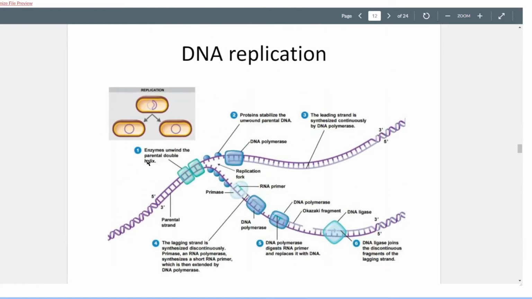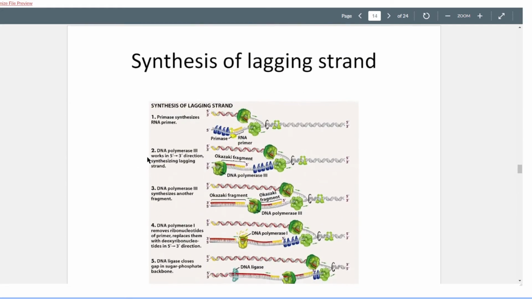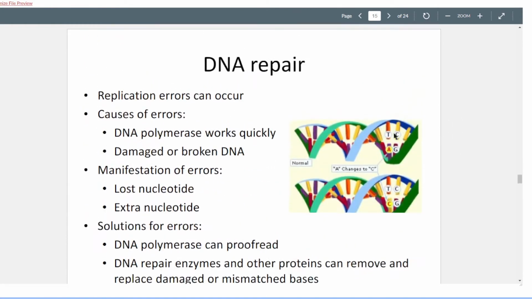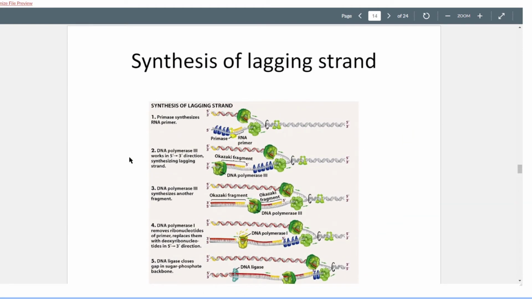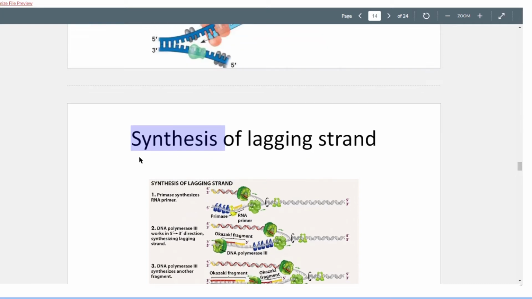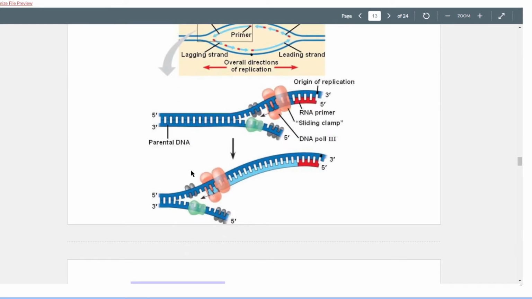Hold on. No, I think it did say, right here. 5 to 3. It is a 5 to 3. And then primase makes primers for the DNA polymerase, right? Yeah. It moves 5 to 3, that's what it says here. No, that one's a lagging strand. Ah, he's right. It's 5 to 3. No, the leading strand goes 3 to 5.